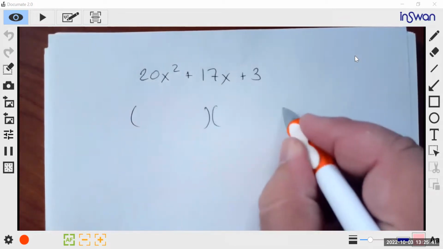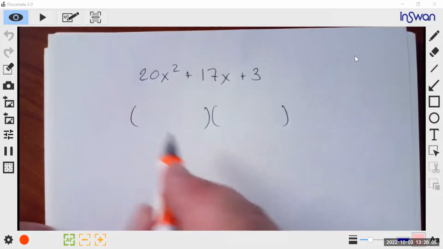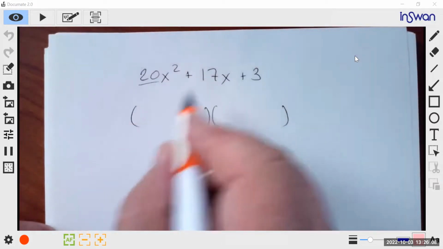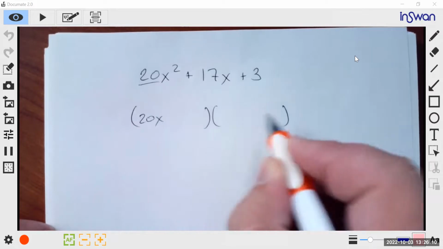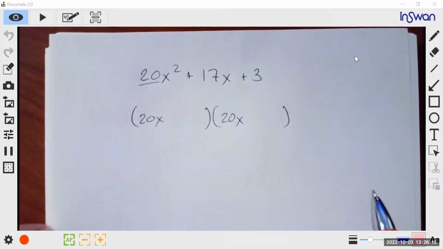Okay, what's the first step? Yeah, put 20x in both of these. What about the signs? They're both the same. They're both positive. Very good. Third step. Three equals 60. So what times what equals 60 when we add them, we get 17.